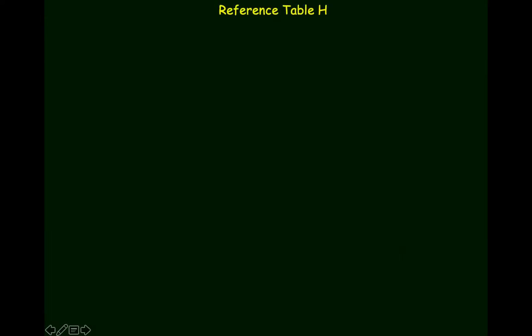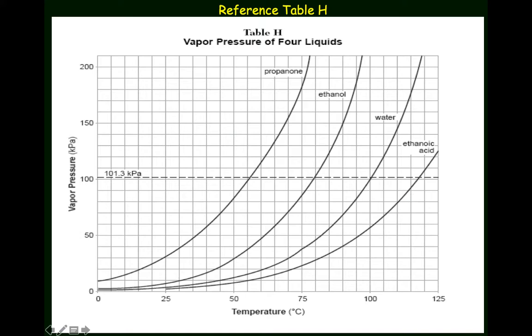In the reference table, Table H is a vapor pressure table. On the bottom is temperature in Celsius, and on the side is vapor pressure in kPa for these 4 various liquids. A couple of things to be aware of: it goes by 5s here, 5, 10, 15, 20, 25, but on the other side it goes by 10s, 10, 20, 30, 40, 50. So be careful about the scale on both axes, temperature and kPa.